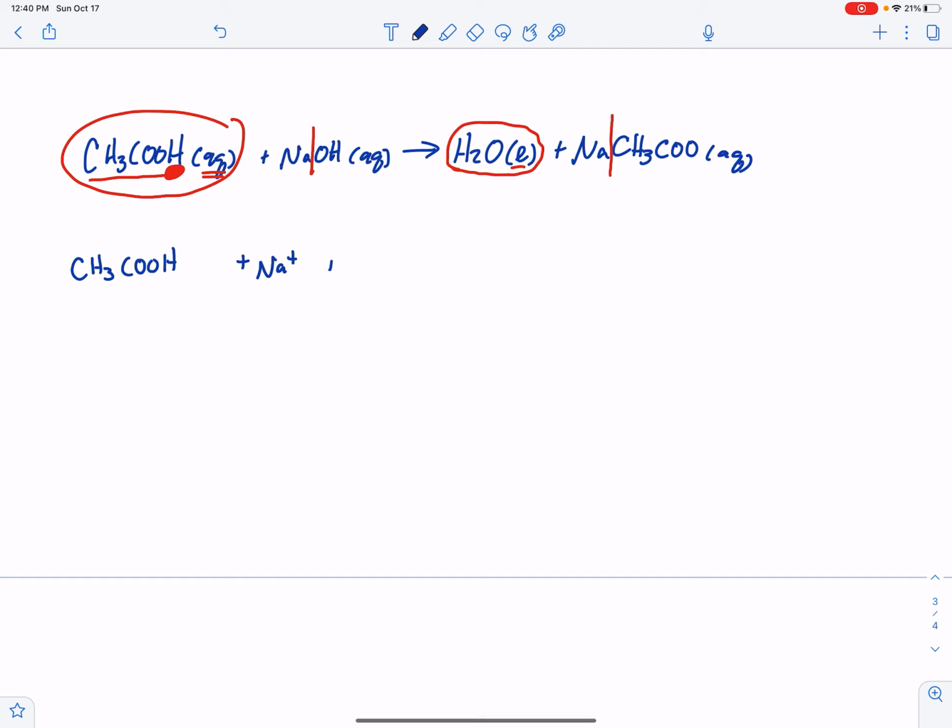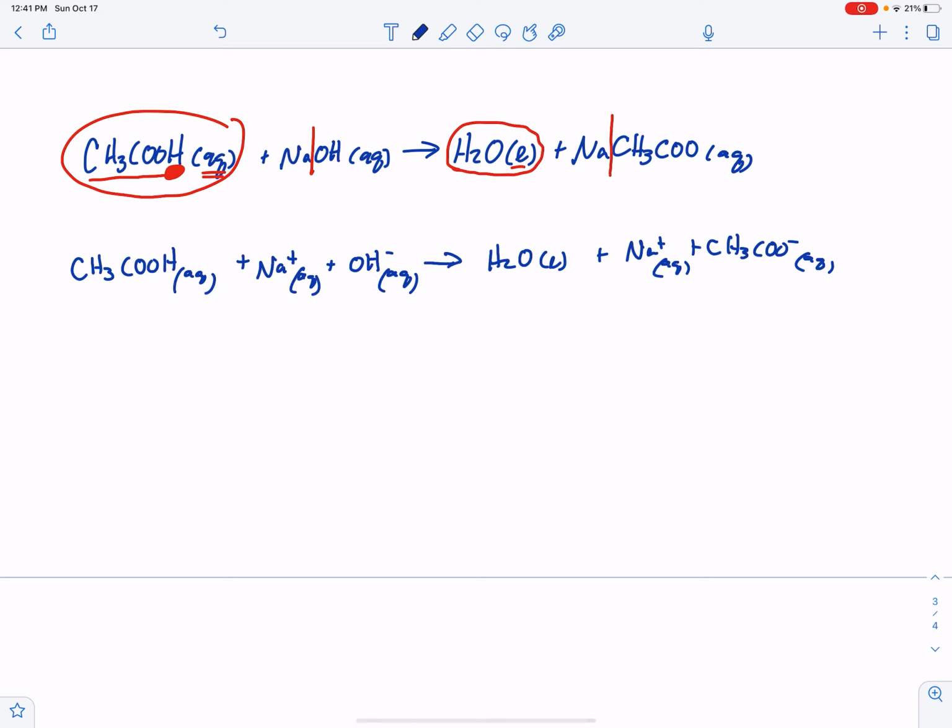Na plus OH minus goes to H2O liquid plus Na plus CH3COO minus. So they all get that AQ title, except for the water. And then I'm going to go and see what's the same on both sides. So I have a Na plus, that's the same on both sides. And I'm not seeing anything else.